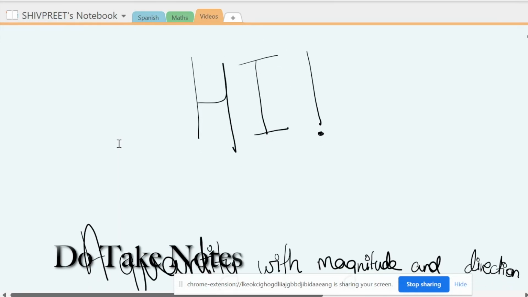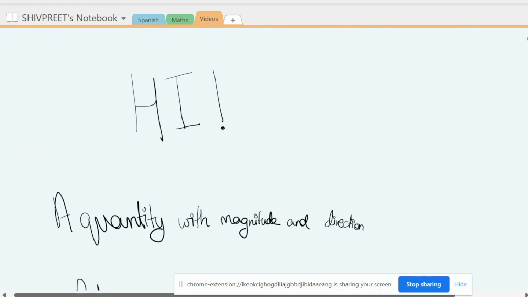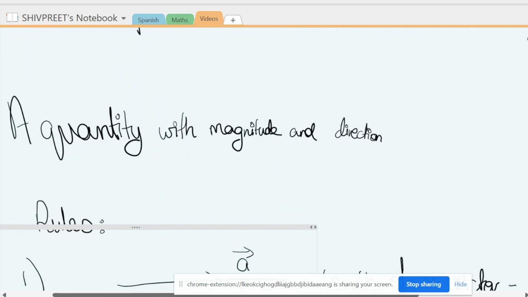So what is a vector? Vectors are basically quantities with magnitude and direction, and there are certain rules that you need to keep in mind while solving questions related to vectors. So let's just jot that down very quickly.